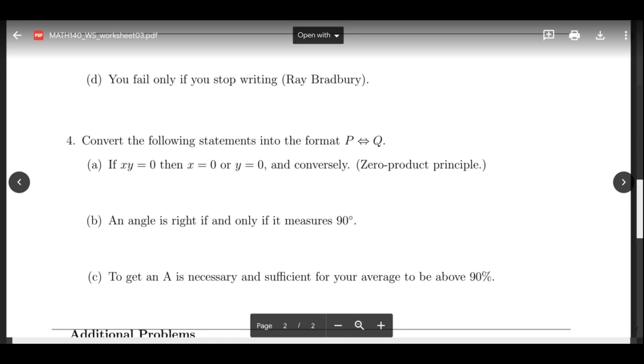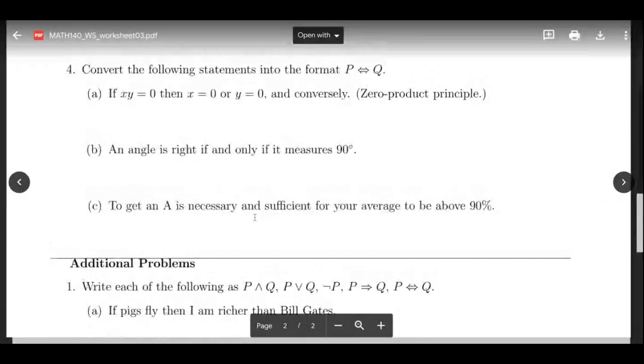Aidan is saying P equals stop writing, Q equals failure. Yes, right? So P equals if you stop writing. If P, then Q, right? P means you stop writing. Q equals you fail. All right. Now let's go for P implies Q. Right, we're still doing P implies Q. Now let's go to 4.